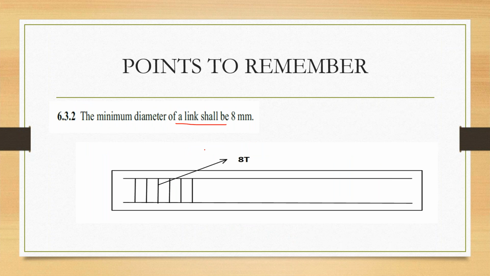The minimum diameter of the link is nothing but your stirrups in the beams, and in columns it is the ties. So the link between these two main reinforcements is to be a minimum of 8 mm diameter. You must remember it: 8 mm diameter. Stirrups not less than 8 mm. In some cases people give 10 mm, depends on the design criteria.